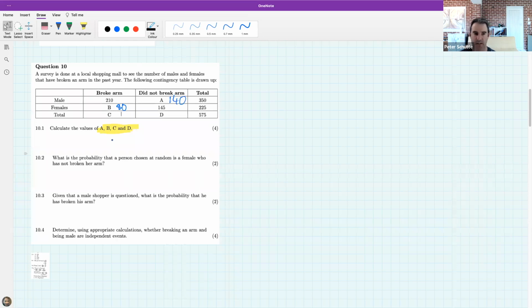What are we going to get for C and D? So for me, C must be 290 because you've got the 210 plus the 80, which is 290. And then what is D going to be? I'm guessing it's 285. Yeah. Okay, so I mean, that's 4 marks in the bag.